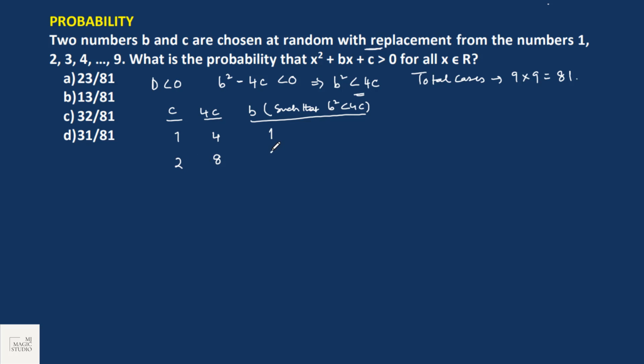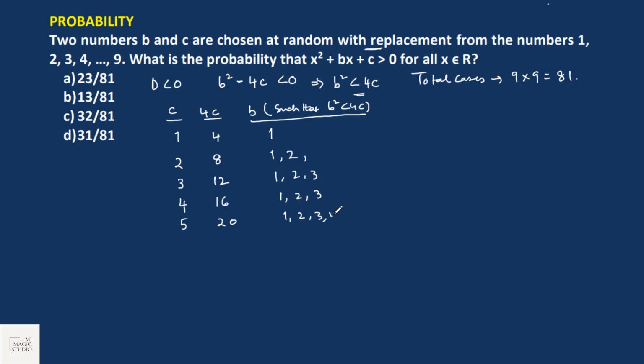Value of c is 2, then 4c is 8. b can be 1, 1 square is less than 8. b can be 2, 4 is less than 8. b can be 3, no. 3 square is 9, which is not less than 8. If c is 3, 4c is 12. So here the value of b can be 1, 2 and 3, because 4 square is 16, which is more than 12. Similarly for 4, 4 into 4 is 16, we can have value 1, 2 and 3 only, because again 4 square will be 16, which is equal to 16, not less than 16.